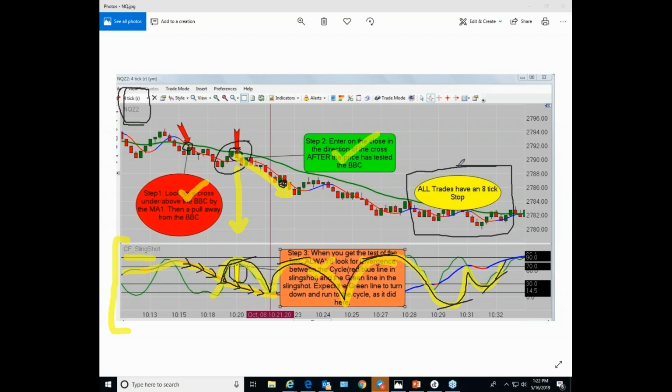Every trade has an 8-tick stop attached to it. We can control the risk. We don't know where the market's going to go all the time. Things change all the time, so you have to defend against uncertainty. But the stop is 8 ticks away.